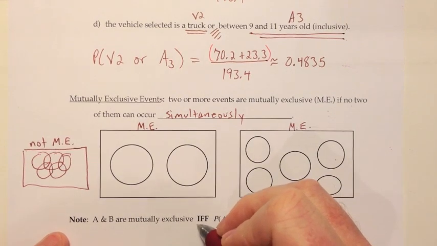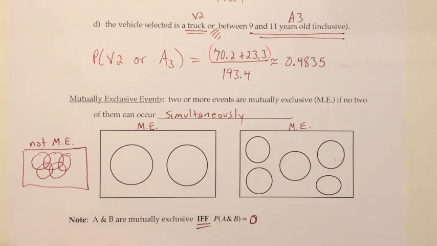And just a note about this notation, that's not a misspelling there. An IFF is read as if and only if, which means this is a 2-directional statement. Sometimes people say it's a defining statement. So A and B are mutually exclusive implies that the probability will be 0, but you could read it backwards as well and it would still make sense. If the probability of A and B is 0, that implies that those 2 things are mutually exclusive.